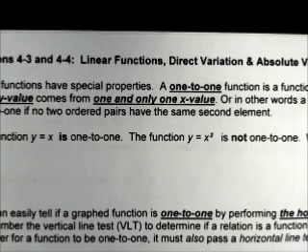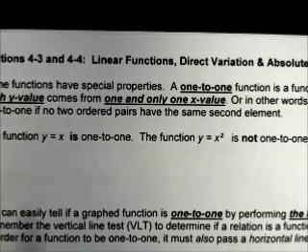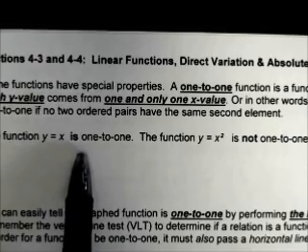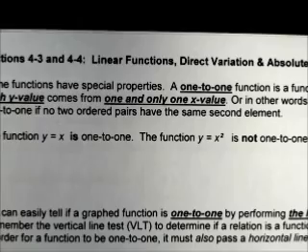A one-to-one function is a function such that each y value comes from one and only one x value. Or in other words, a function is said to be one-to-one if no two ordered pairs have the same second element. And when we're looking at a graph and whether a function is one-to-one, we can use the horizontal line test. The function y equals x is one-to-one. The function y equals x squared is not one-to-one.